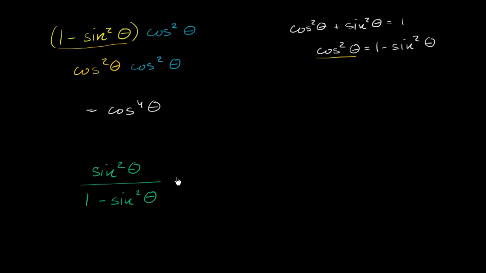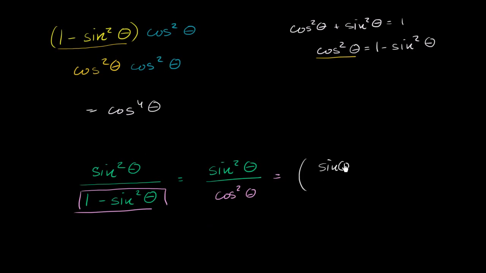Well, we already know that 1 minus sine squared theta is the same thing as cosine squared theta. So it's going to be sine squared theta over, this thing is the same thing as cosine squared theta. We just saw that. Over cosine squared theta, which is going to be equal to, you could view this as sine theta over cosine theta, whole quantity squared. Well, what's sine over cosine? That's tangent. So this is equal to tangent squared theta.